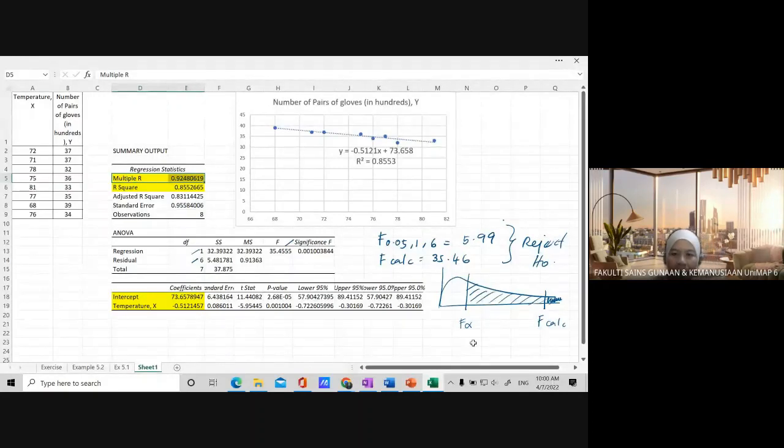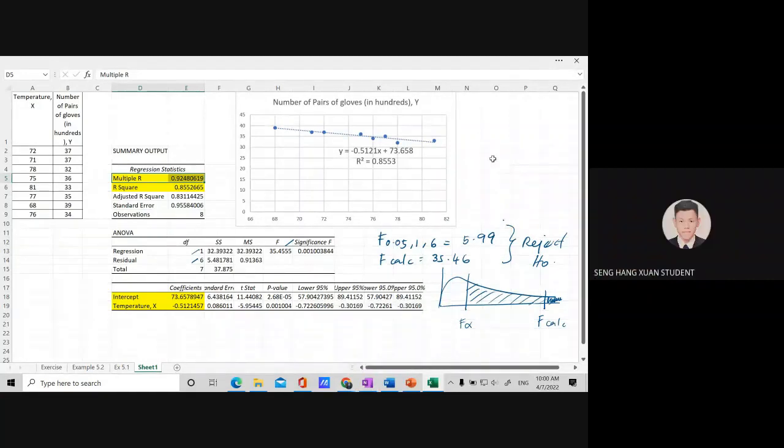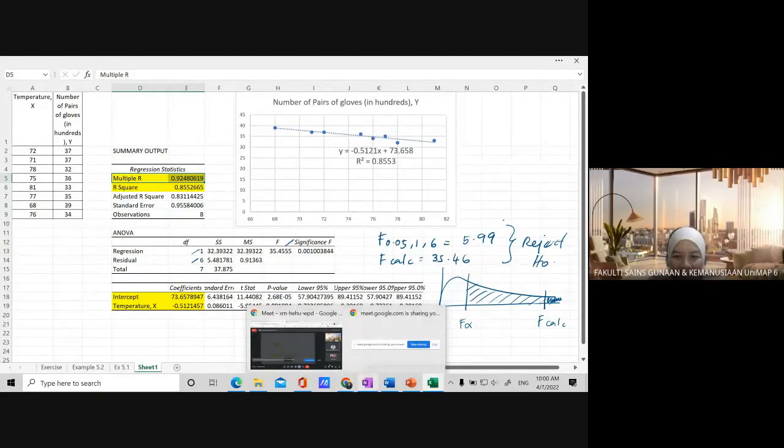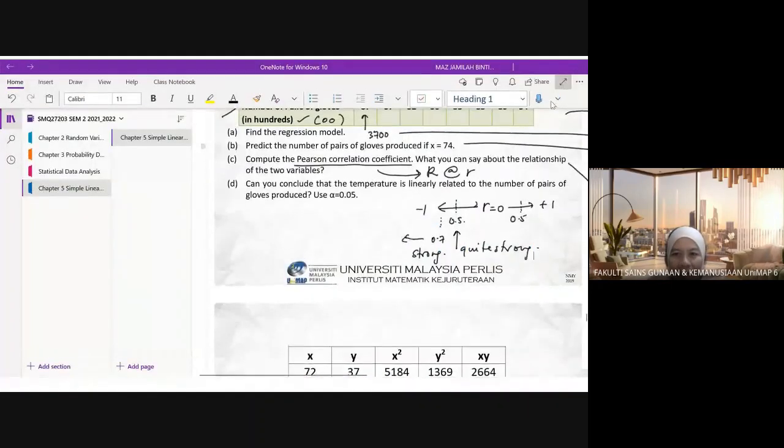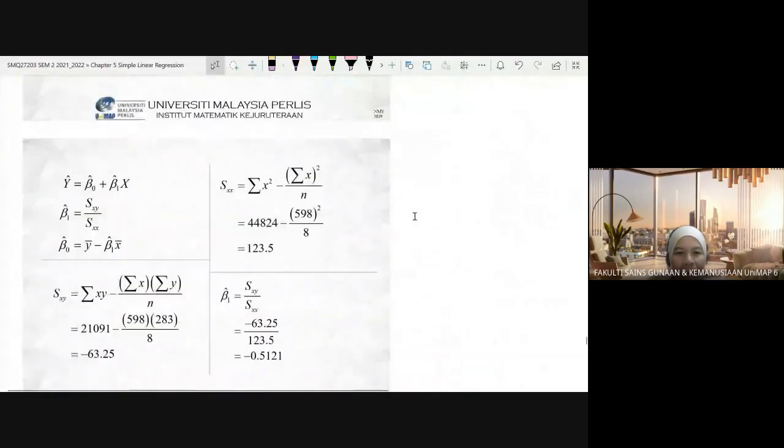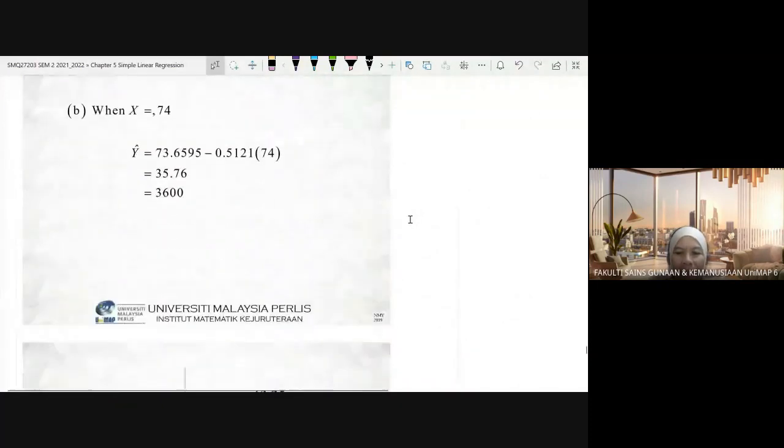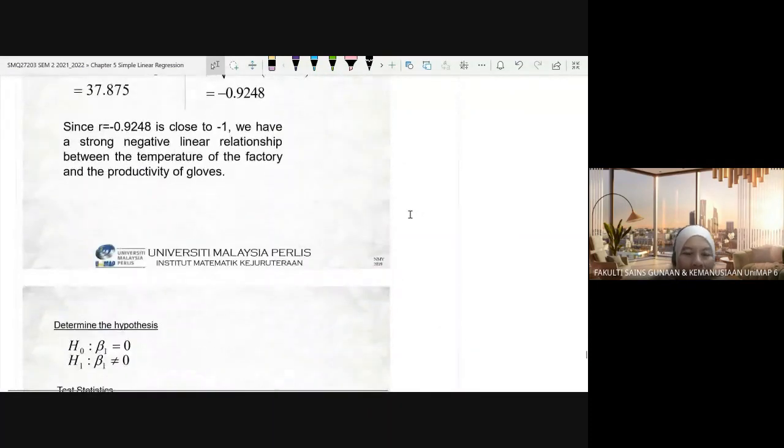Okay, class? Is it simple, class, using Excel without manual calculation for every process in simple linear regression? Everything okay, class? Can someone please comment okay or not? Okay, thank you. That means we have finished our lecture for simple linear regression. That will be the last part, the final chapter of our SMQ 272, probability and statistics.